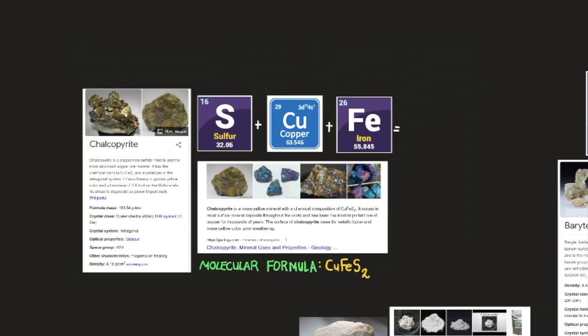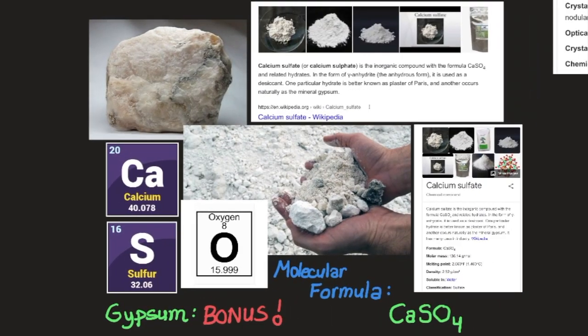Moving on to the next mineral that contains sulfur in nature, gypsum. Calcium sulfate is the inorganic compound with the formula CaSO4 and relates to hydrates. In the form of gamma anhydrite, the anhydrous form, it is used as a desiccant. One particular hydrate is better known as plaster of Paris and occurs naturally in the mineral gypsum.